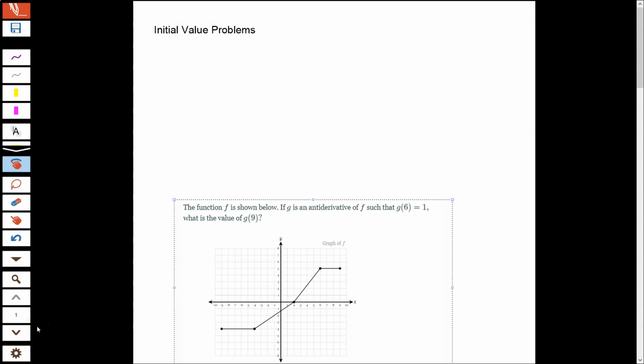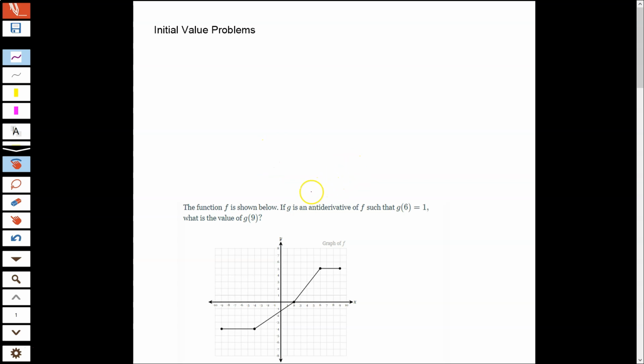So the last thing we're going to do with accumulation functions is what are called initial value problems. These I think are pretty interesting. So I have an example of what a very simple initial value problem looks like down here. So you can take a second to read it. And these problems are interesting to me because it always seems like you don't have enough information to answer the question, but actually you do.